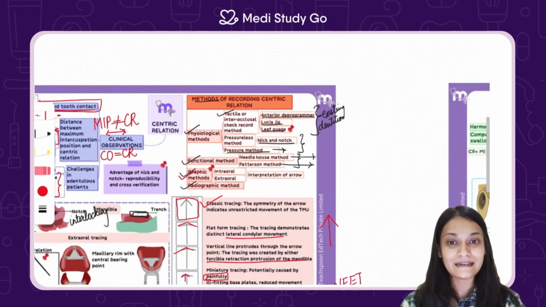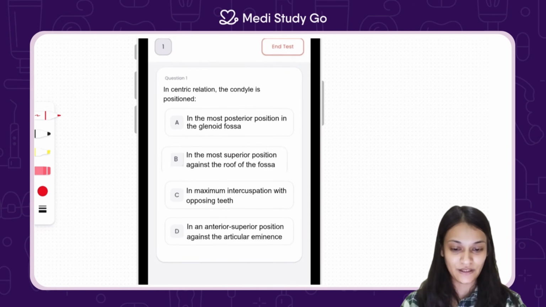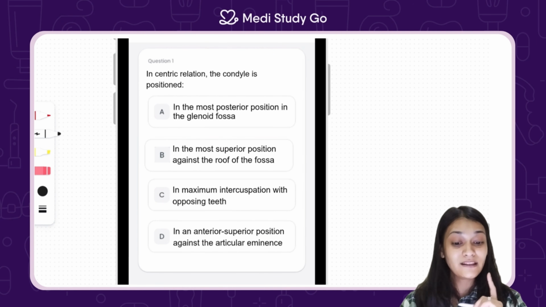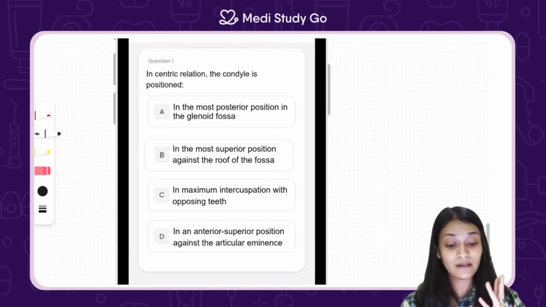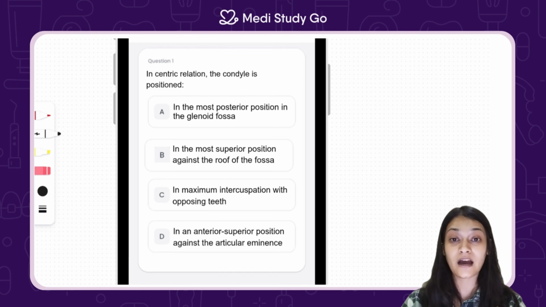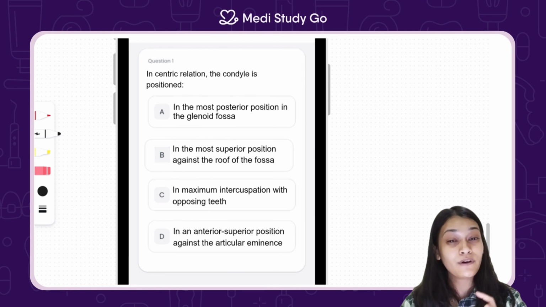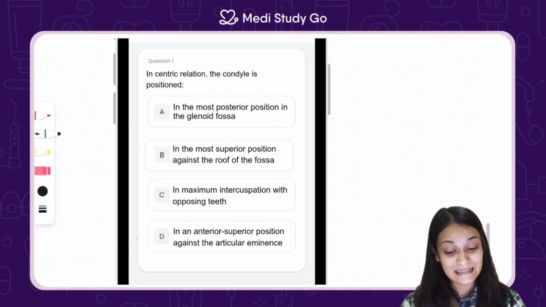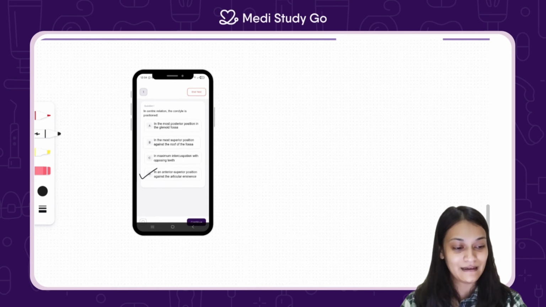Let's quickly understand and solve the MCQ. In centric relation, the condyle is positioned in the most posterior position in the glenoid fossa, in the most superior position in maximum intercuspation, or in an anterior superior position against the articular eminence. Now, if you had paid attention to the definition, you can easily know the answer. What is it? Yes, it's nothing but the anterior superior position against your articular eminence.